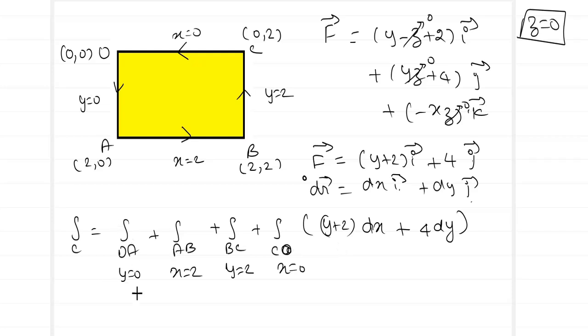What is the equation of OA? Y equal to 0. Equation of AB, x equal to 2. Equation of BC, y equal to 2. And equation of CO, x equal to 0. Okay. So now we can evaluate the 4 regions. Now go on to the next slide. Okay. So this is going to be our boundary.